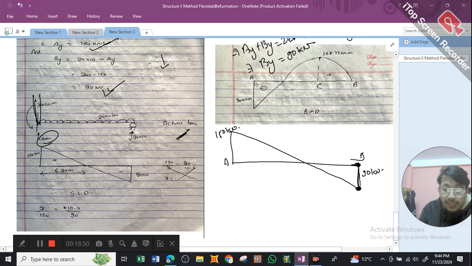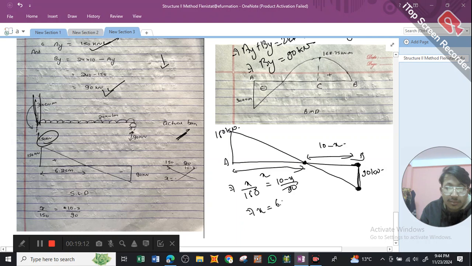So next we need to find the point where the shear force value will be 0. We can take this as x from point A, and the remainder will be 10 minus x. So we can use the equation of similar triangles: x by 150 equals 10 minus x divided by 90. On solving this, we get the value of x as 6.25 meters. So at 6.25 meters from point A, the shear force will be 0.